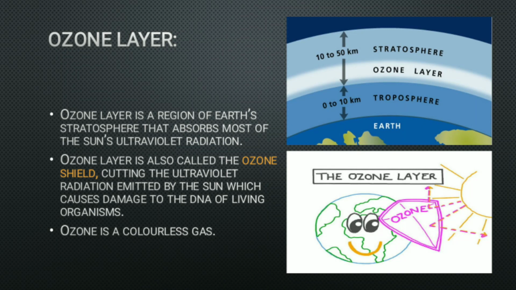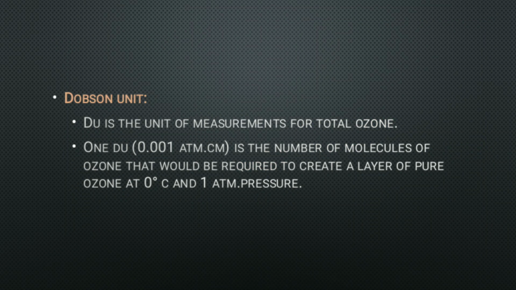Ozone is a colorless gas. Dobson unit. Dobson unit is the measurement for total ozone. One Dobson unit is 0.001 atmospheric centimeter, which is the number of molecules of ozone that would be required to create a layer of pure ozone at 0 degree Celsius and 1 atmospheric pressure.